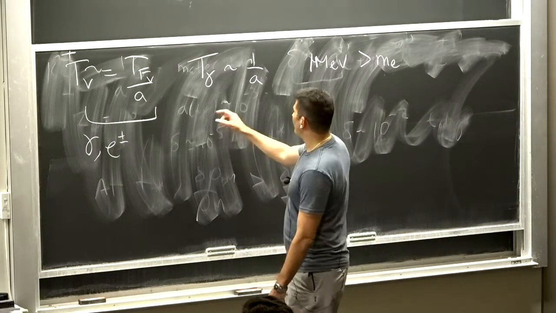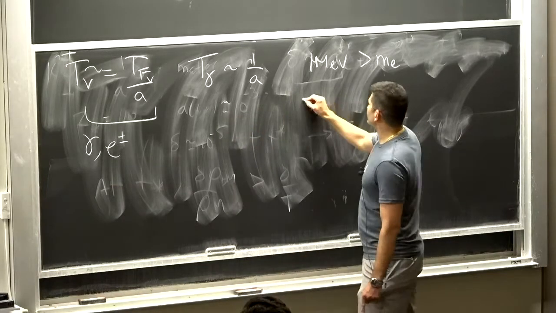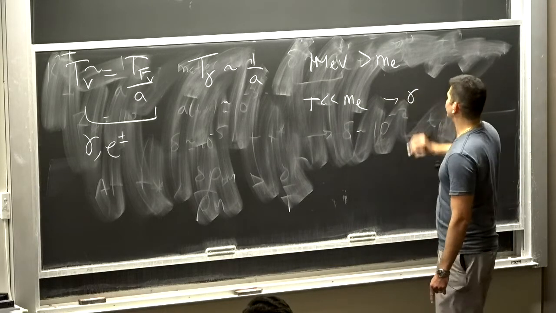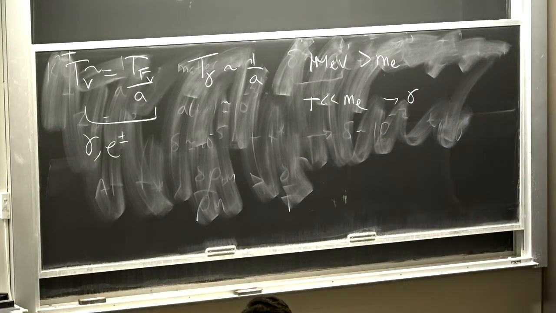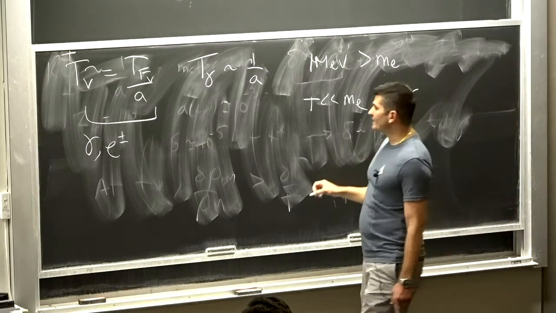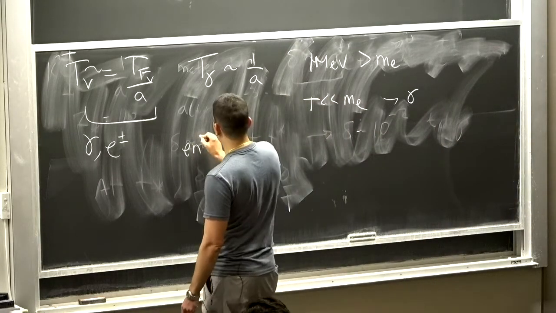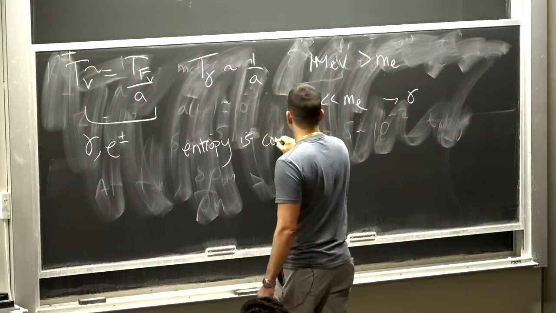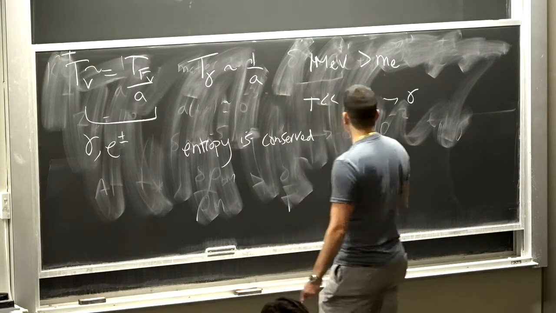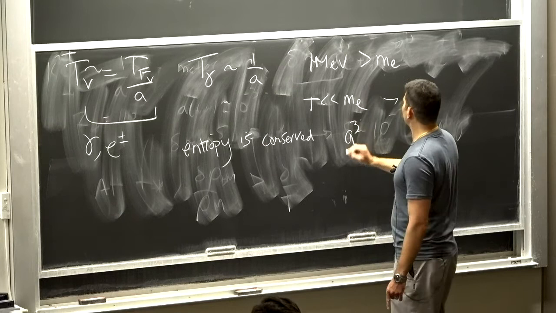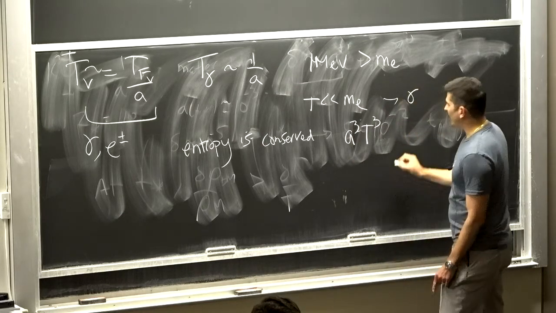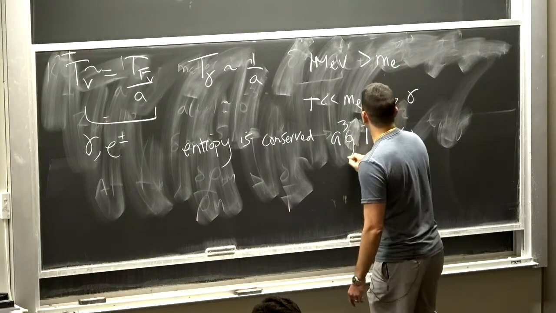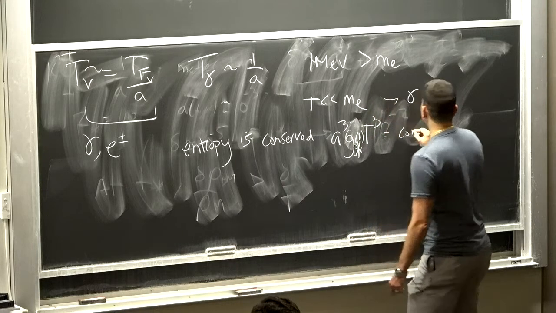But at some point, the temperature drops much less than the mass of the electrons, and then there's just photons left. Now, the key issue is that entropy is conserved in the universe. Entropy is conserved, which basically means that A cubed times T cubed is a constant, or A cubed times the number of degrees of freedom is a constant.